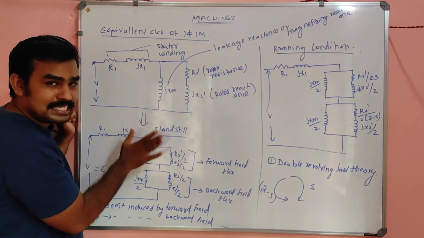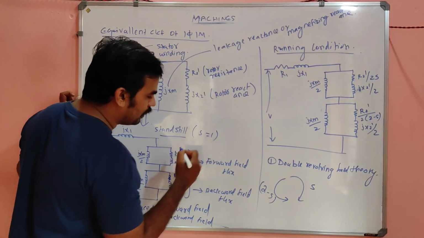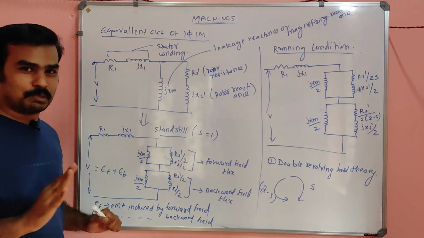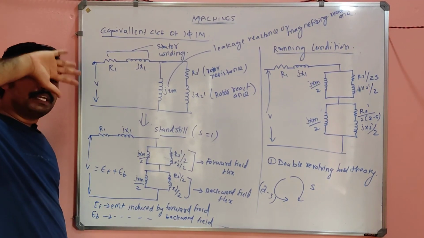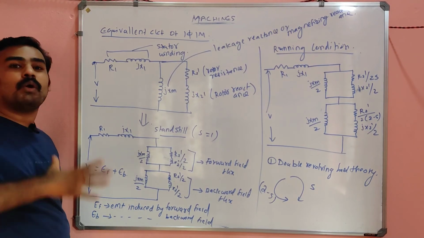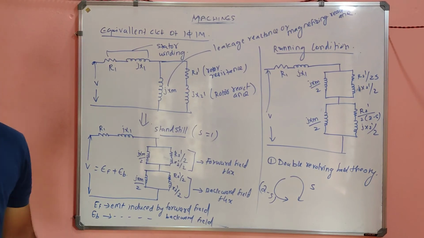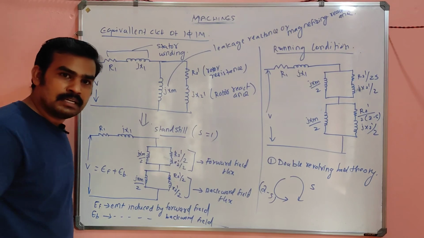Is it clear? Under standstill condition, my dear, slip is equal to what? 1. Under standstill condition slip is equal to 1. It's very difficult to understand. Okay, so please listen. It is actually a beyond-level imagination. If you really have a good imagination skill, then it will be clearly pictured to you, otherwise it will be very difficult. Okay, listen my dears.